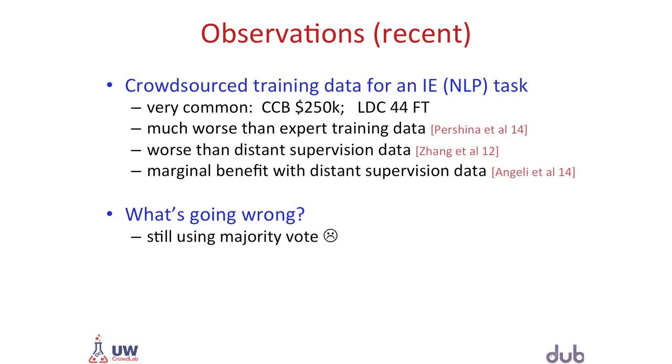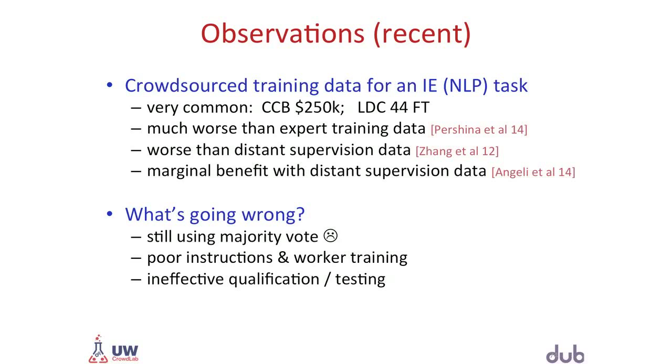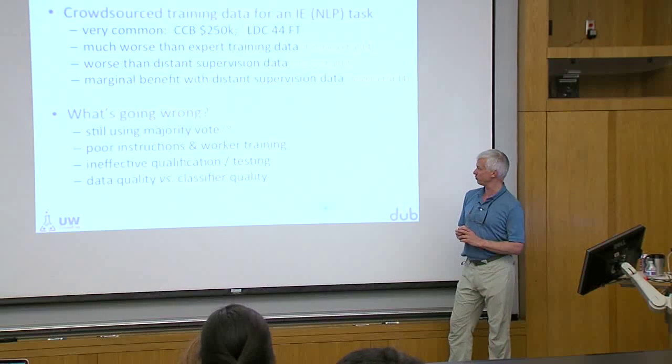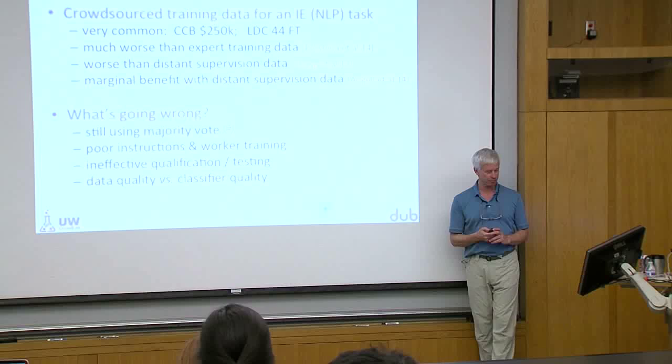So the natural question is, this makes no sense that they could be publishing these kinds of results. So what are they doing wrong? One thing they're doing wrong is they're still using majority vote. Another thing is they're actually not training their workers very well. They're not testing their workers very well. And they're not focusing so much on data quality, and they're certainly not focusing on trying to get just the right crowdsourcing to really have the biggest improvement on classifier performance.